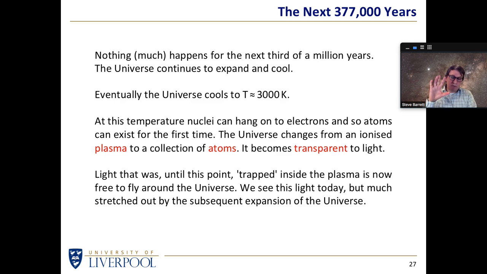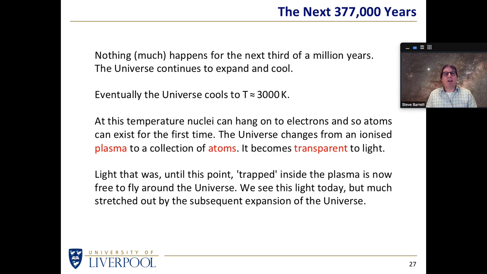Light that was up to this point effectively trapped because it was continually being scattered in the plasma is now free to fly across the entire universe. And we see that light today. At the time, the atoms were at 3,000 Kelvin. They would have been glowing white hot. The amount of electromagnetic radiation they would be producing at that temperature would be visible light. In other words, light with a wavelength of order a micron, a millionth of a meter.